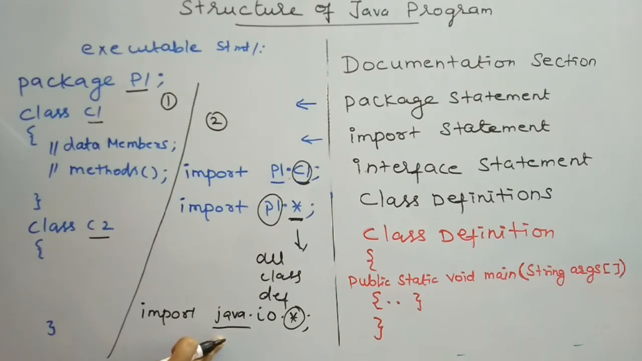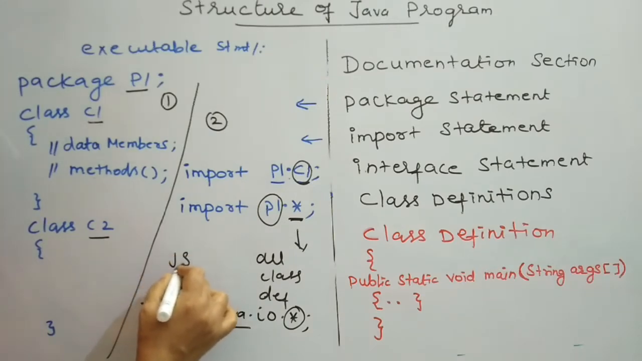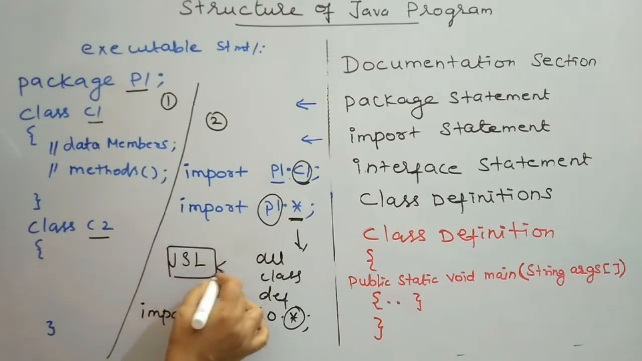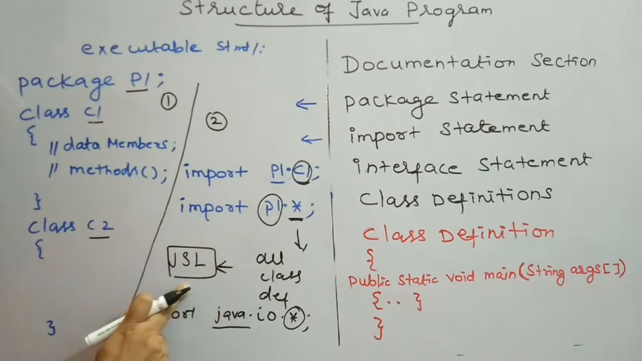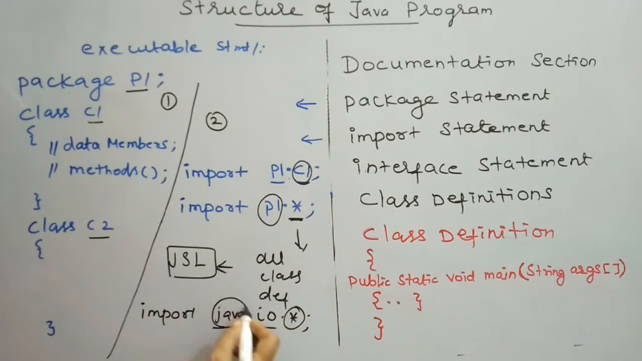This package is supported by your Java standard library. JSL supports thousands of class definitions. If I want to include the class definition from your Java standard library, I can specify it along with its path. So I want to include all class definitions from the Java package. IO is the sub package. Inside a package I may create a sub package from the Java package, and then from sub package IO I want to include all class definitions.